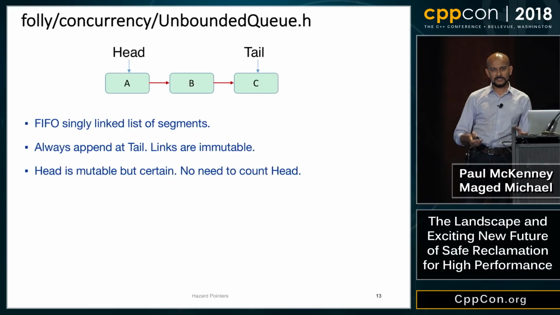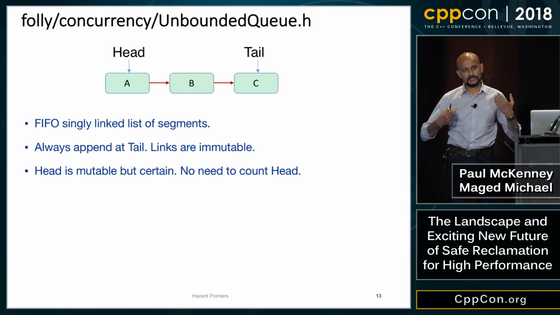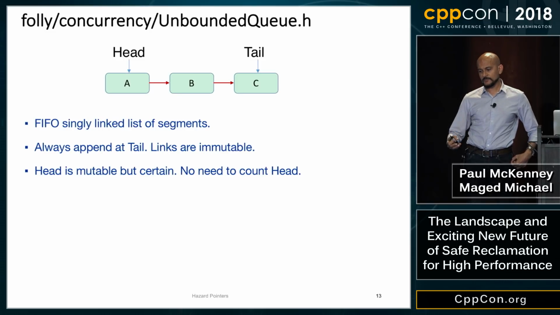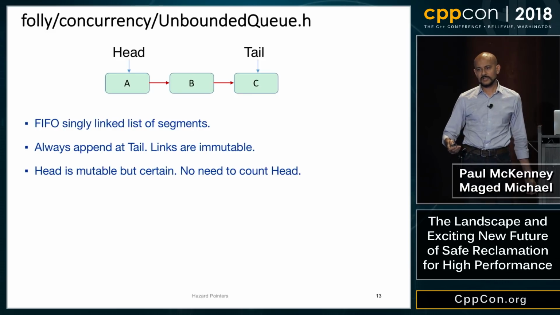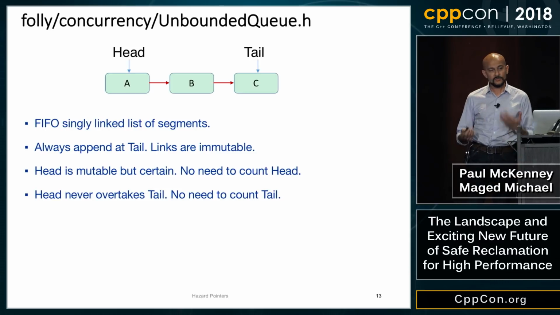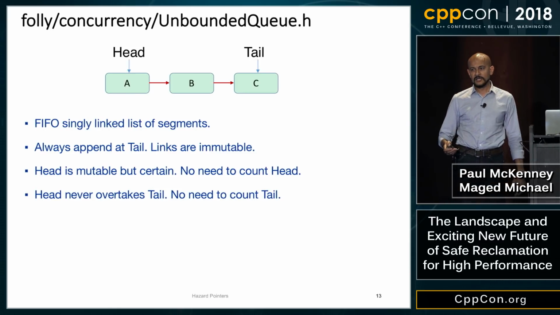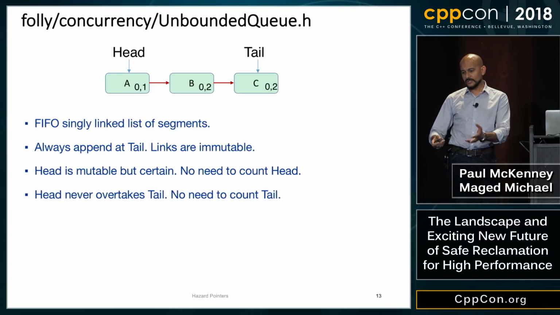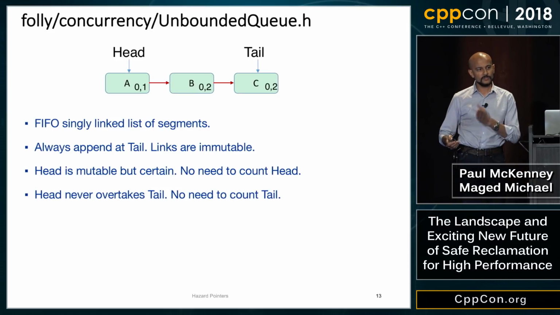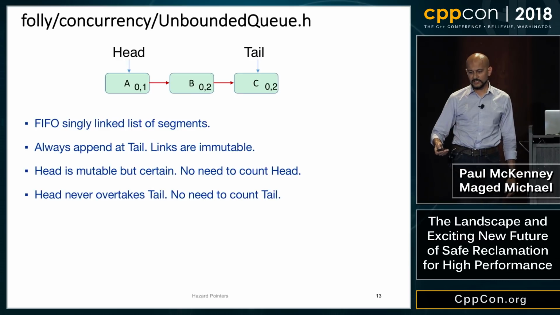Head is mutable, but it's certain, so actually we can discount it, but we as users, or library writers in this case of the unbounded queue, take responsibility for calling retire explicitly. So we'll ignore the link count for head. And head never overtakes tail, so we will not care about tail, so it doesn't matter in the count. So now you can look here, the first one has count of 1, the rest of the queue has count of 2, because as I mentioned, hazard pointers collectively count for 1 immutable link for each object.